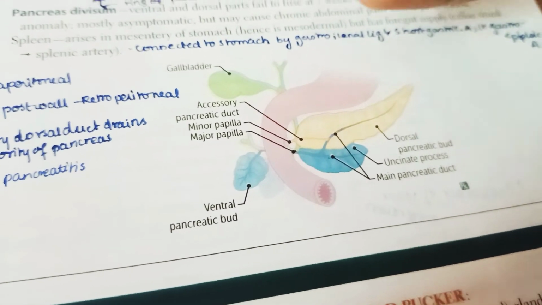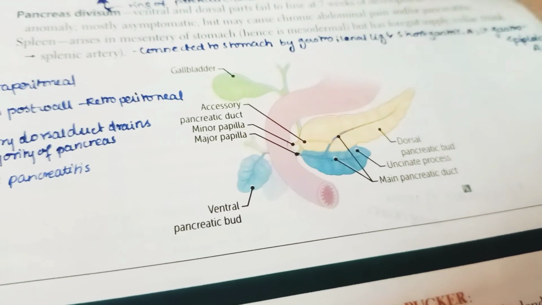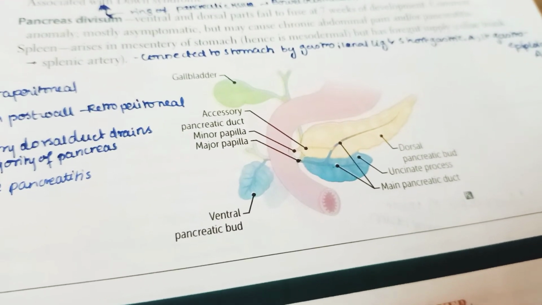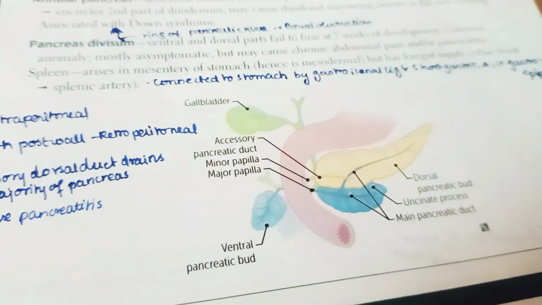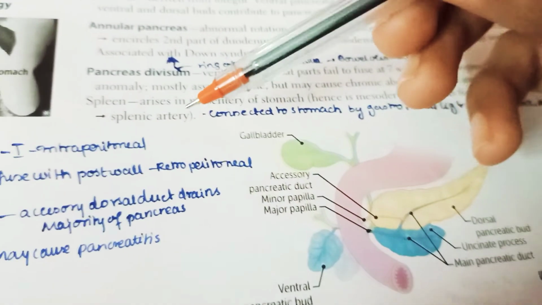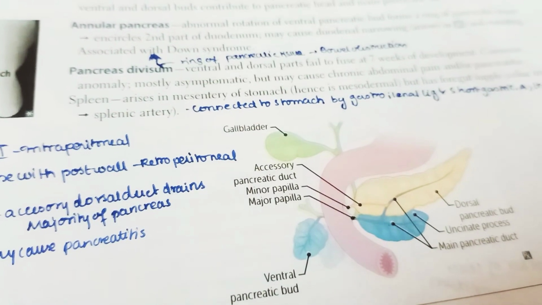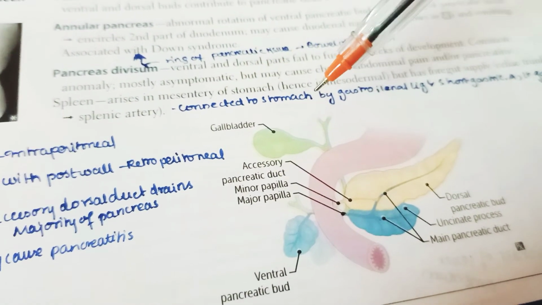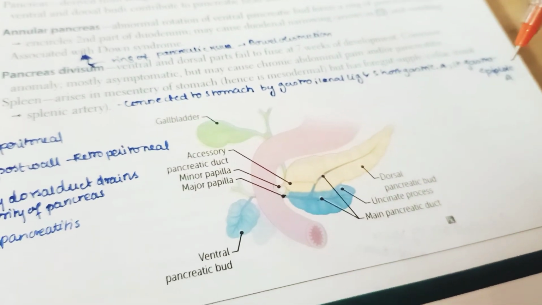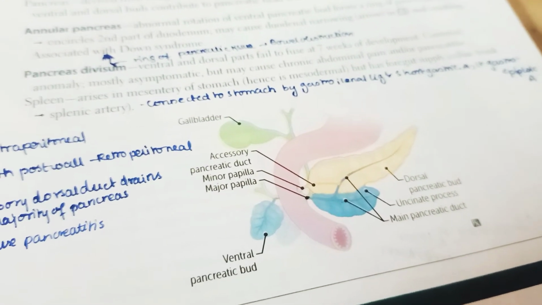Next, coming to the spleen. The spleen usually arises in the mesentery of the stomach, especially from mesoderm. As we discussed, all major GI structures come from endoderm, but the spleen is the one that comes mainly from the mesoderm. But it still has the foregut supply, that is, the celiac trunk supplies the spleen by the splenic artery, and the spleen connects to the stomach by the gastrosplenic ligament, short gastric arteries, and also the left gastroepiploic artery.